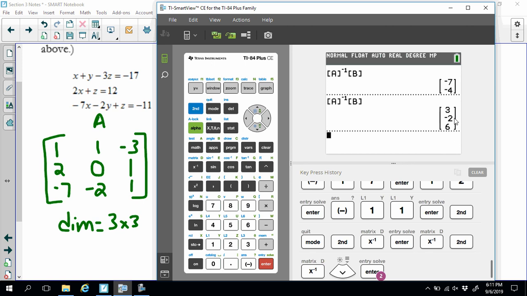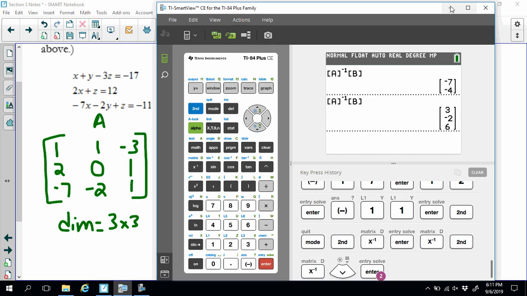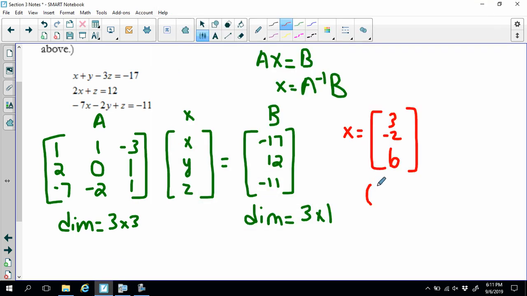Now notice we are going to have an ordered triple because we have 3 answers, because we have X, Y, and Z. So here we have X equals 3, -2, and 6. But we do need to make sure we write our answer as an ordered triple. So we're going to write it as 3 because that's the X value. The corresponding Y is -2, and the Z is 6.